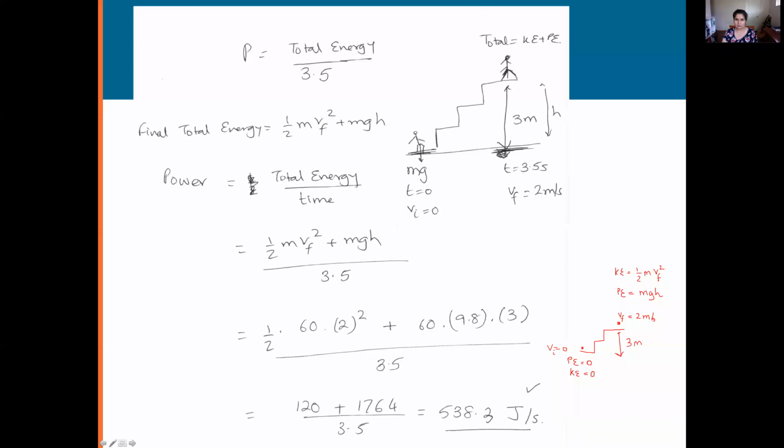Let's have a look at this. So here's the diagram again. Now you can actually see a person running up, right? Final total energy, sum of kinetic and potential, divided by 3.5. So I've put in the values of 60 kilogram as her mass, v final is 2 meters per second, so square that, mgh here, and that gives you 538.3 joules per second. Yeah? This is a unit of power, so that means 538 watts.